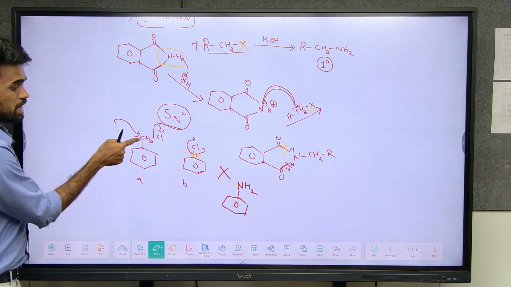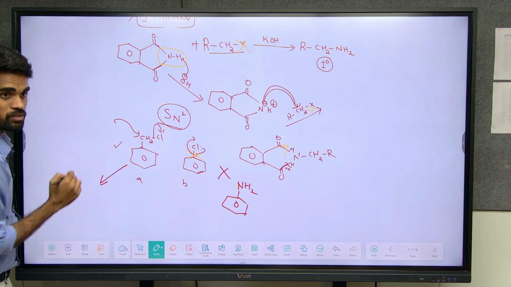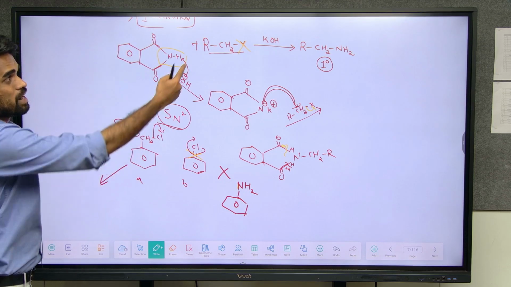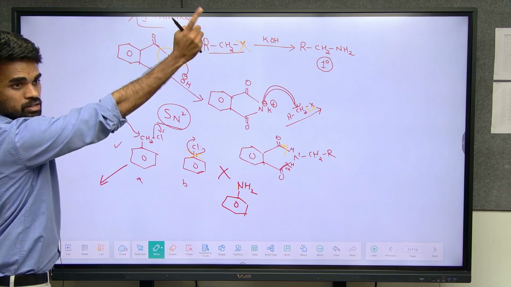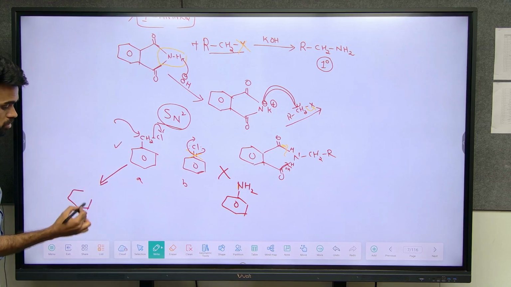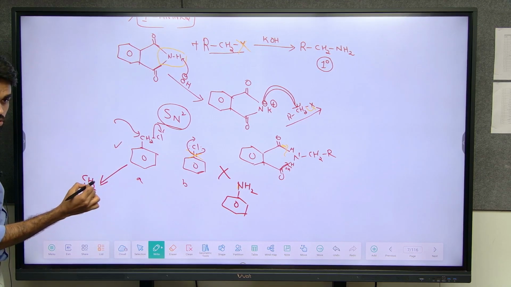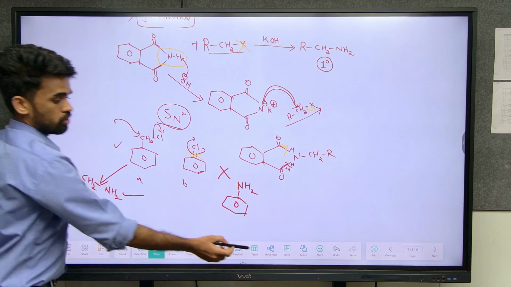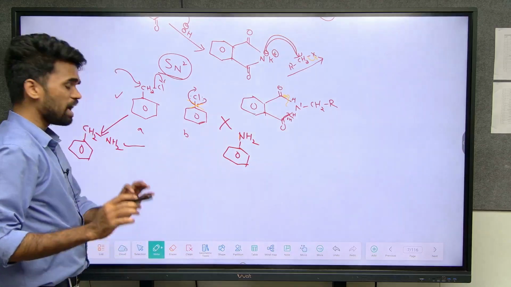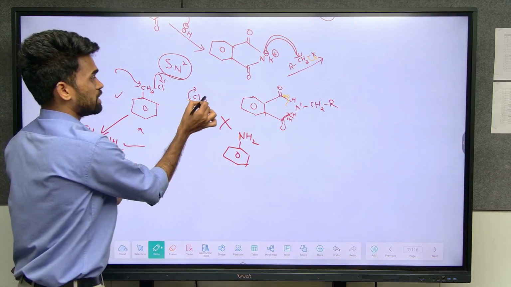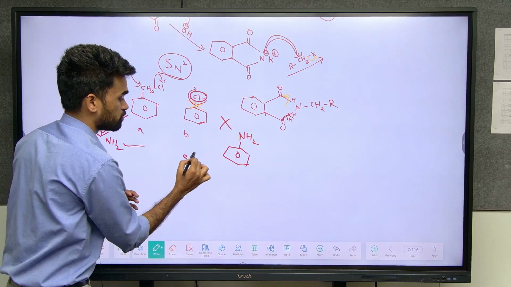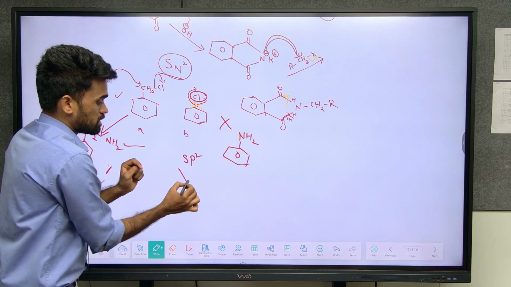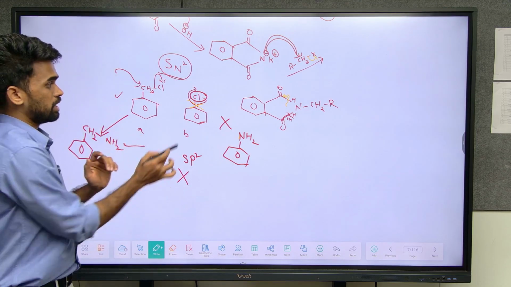Okay. Next, can I prepare this? From this, you tell me what type of product is formed in Gabriel phthalimide synthesis? Just what I told you: remove X, add NH2. So what is the product formed? CH2, NH2. That's it. This is your answer. Okay. Similarly, it is simple. Whenever there is a halogen on an sp2 carbon, substitution won't take place. Here what is the hybridization?